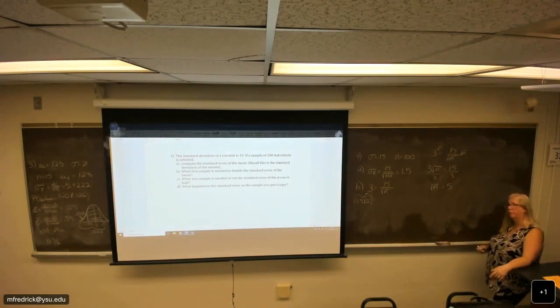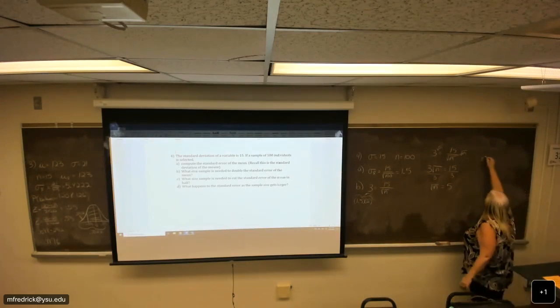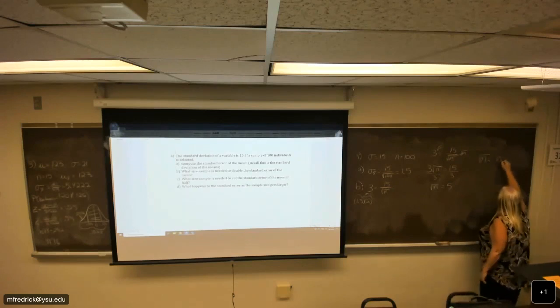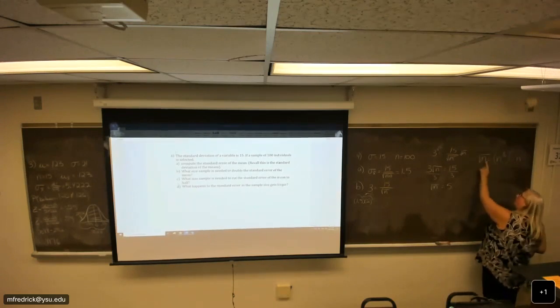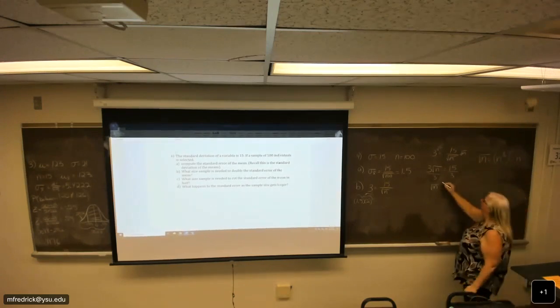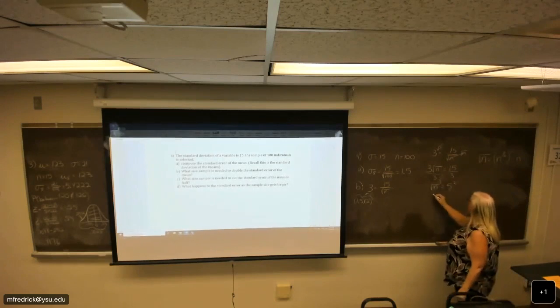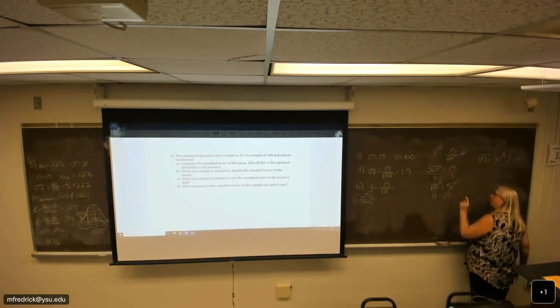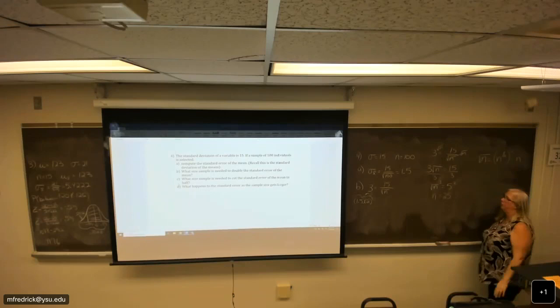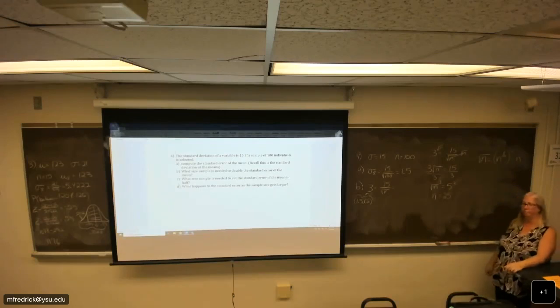Square. A square root is a fractional exponent. It's 1/2. If we square that, 1/2 times 2 is n. So to get rid of a square root, you square both sides. So if we have a sample size of 25, we will have a sample standard deviation of 3.